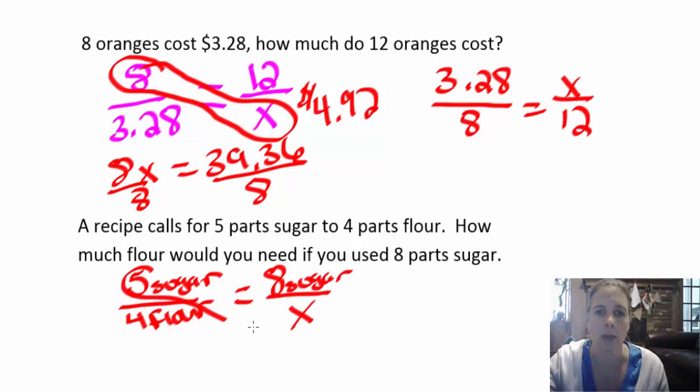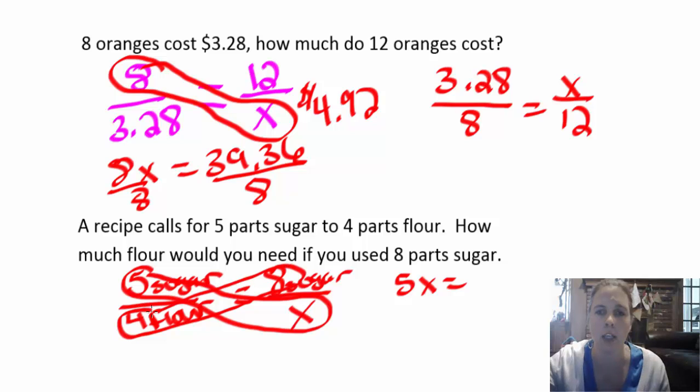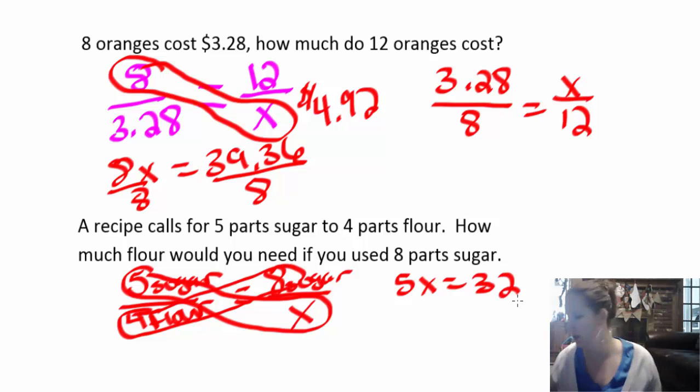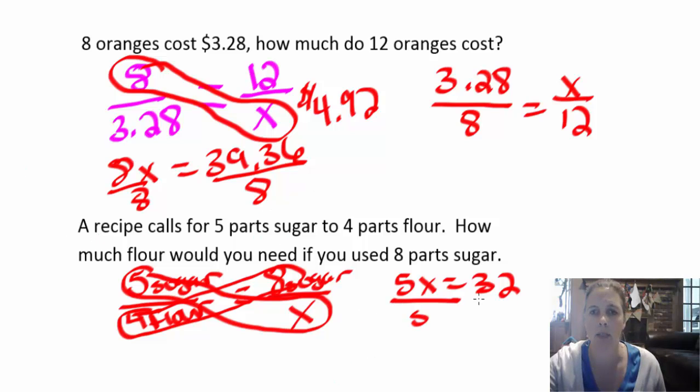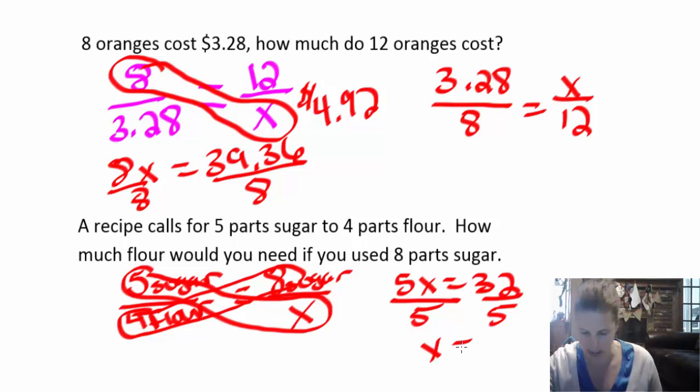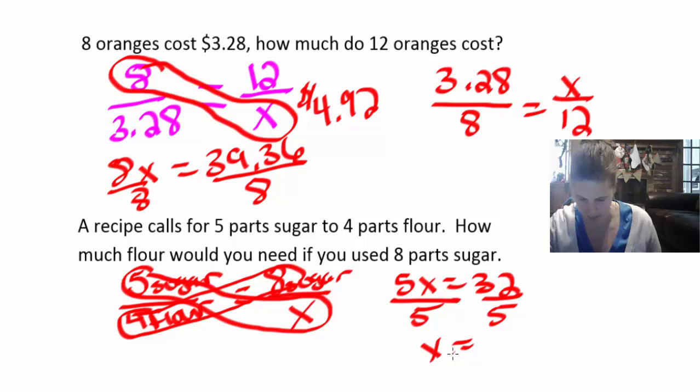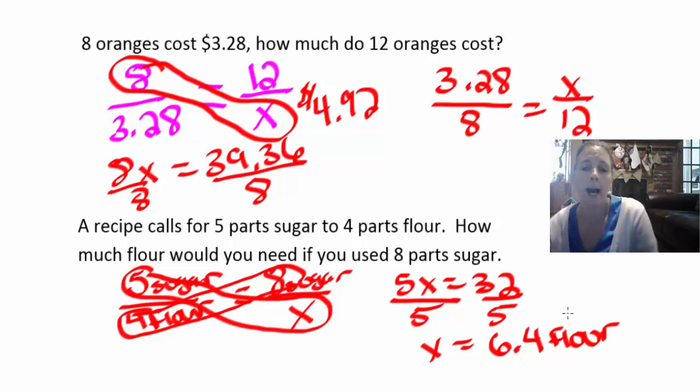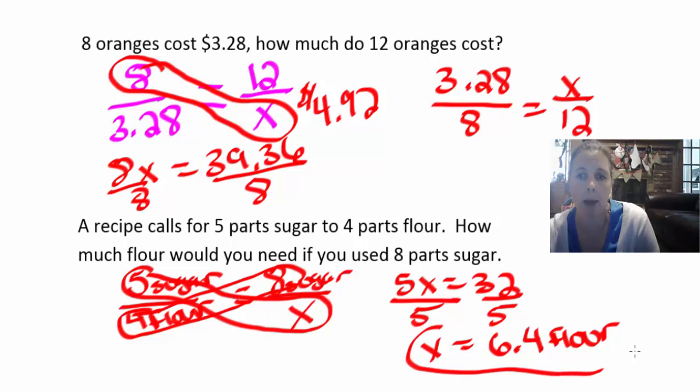And then we cross multiply again. So 5x equals 4 times 8, which is 32. Then we're going to divide both sides by 5. X is equal to 6.4 cups of flour, which would be hard, or 6.4 parts flour. Make sure and label so we know that you know what you're talking about. Alrighty, that's it. That's proportions.